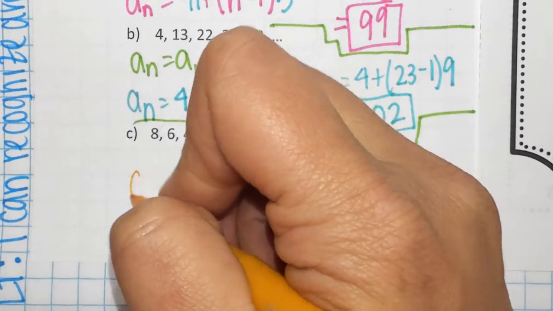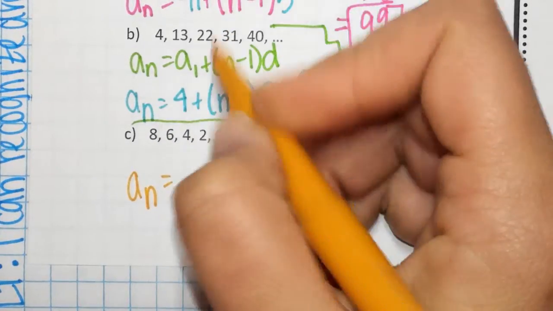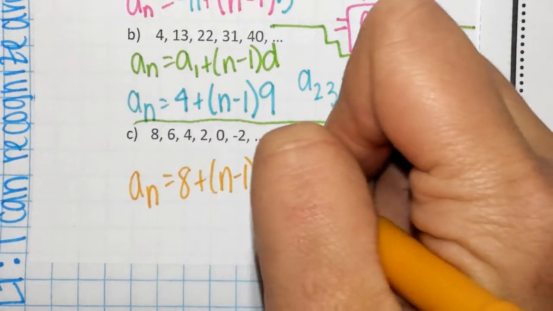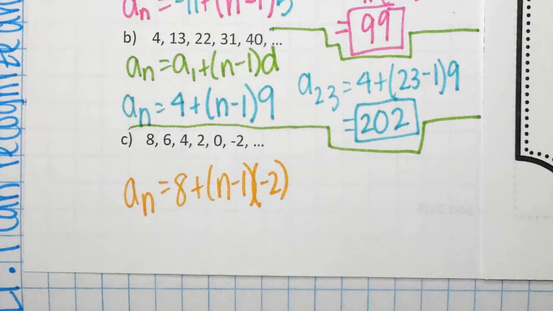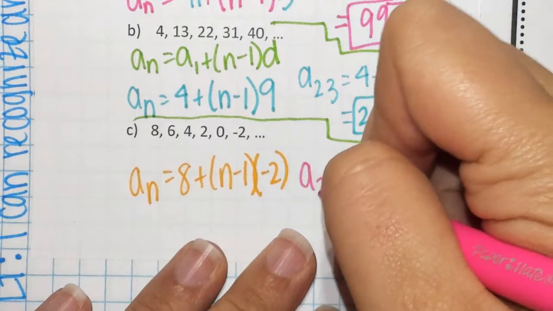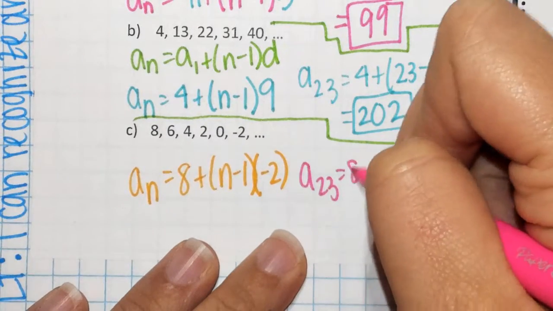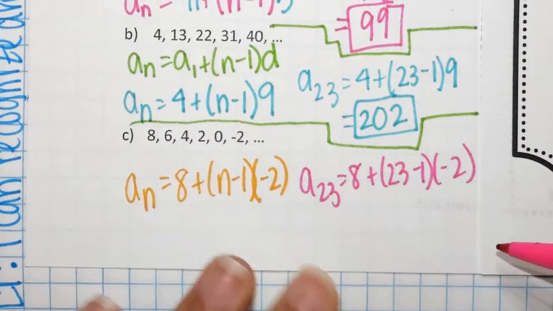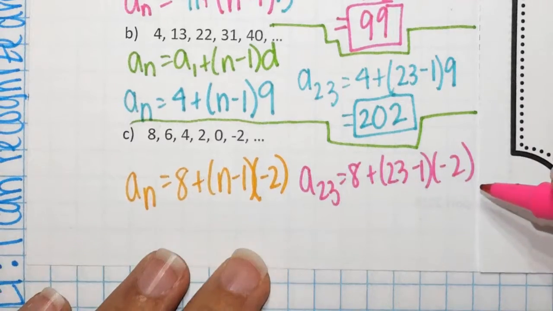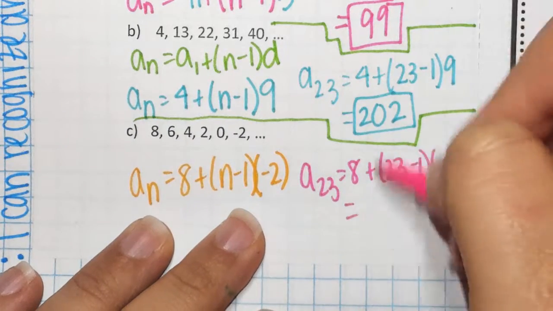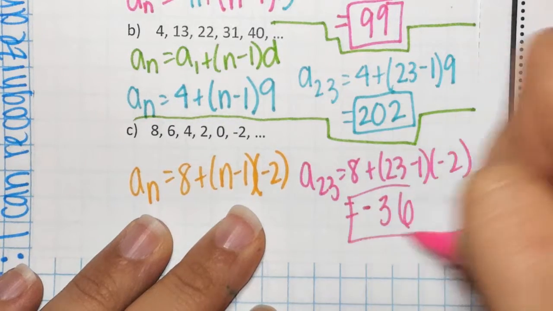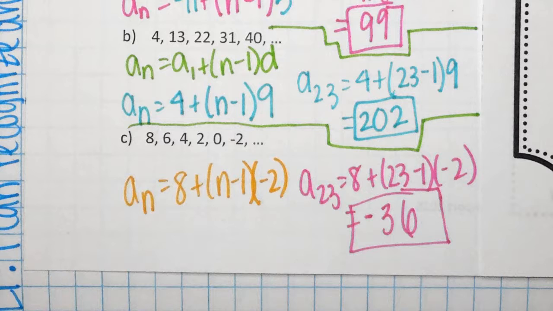Alright, for your rule, did y'all get A sub n equals 8 plus n minus 1 times negative 2? Times negative 2? Okay, good. Then for your 23rd term, 22 times negative 2 is negative 44. 8 minus 44 is negative 36. Did everybody get negative 36? Awesome. If everybody at your table got it right, give your team a point.